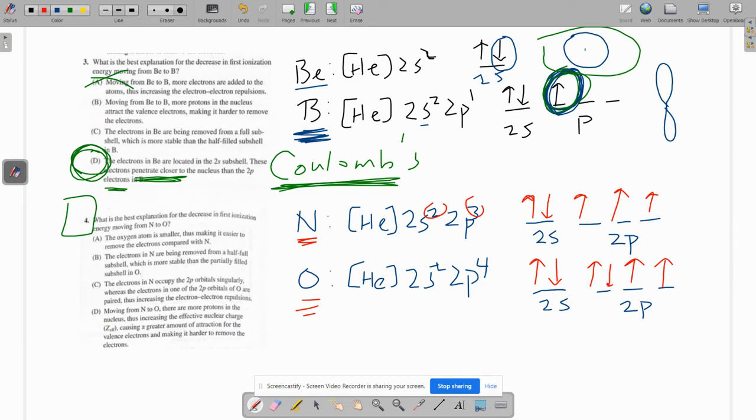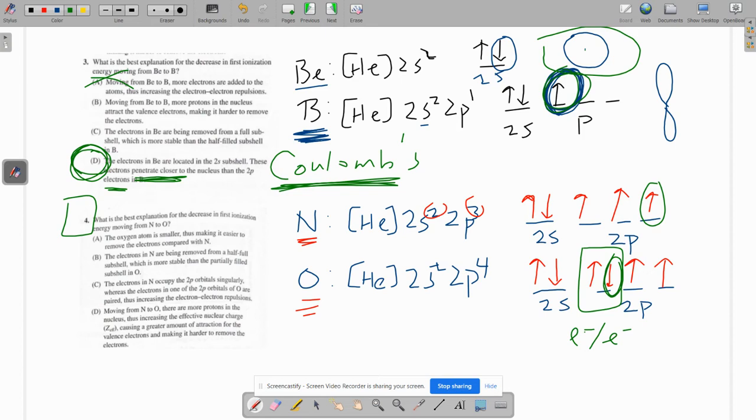Okay, so again, the basic question is, why is it unusually easy to get rid of this electron as compared to this electron? It comes down to this: when you double up those electrons in that orbital, that increases electron-electron repulsion. And if by removing that electron you reduce that electron-electron repulsion, that's stabilizing. So that's your general reason. Let's see if we can pick out which choice talks about that.